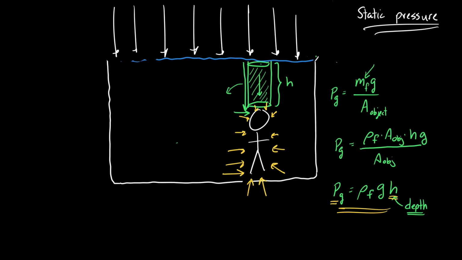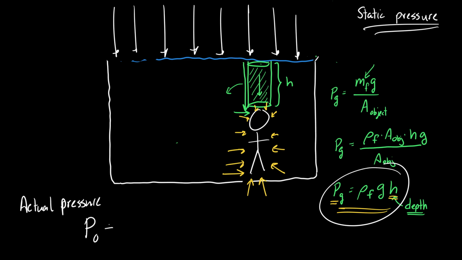But gauge pressure is just the fluid above you. It doesn't include the atmosphere. Actual pressure is the pressure of the atmosphere plus the gauge pressure. That would be actual pressure. So pressure of the atmosphere plus rho g h. That's actual pressure. So if you're a diver, you only have gauge pressure because you only need to know what the extra pressure is on you. But if you want to know what the actual pressure is, you have to include the weight of the atmosphere too.